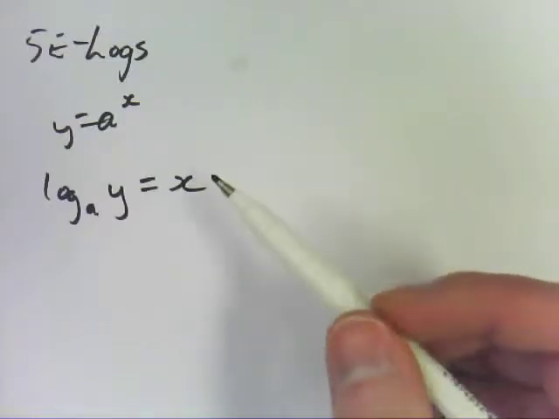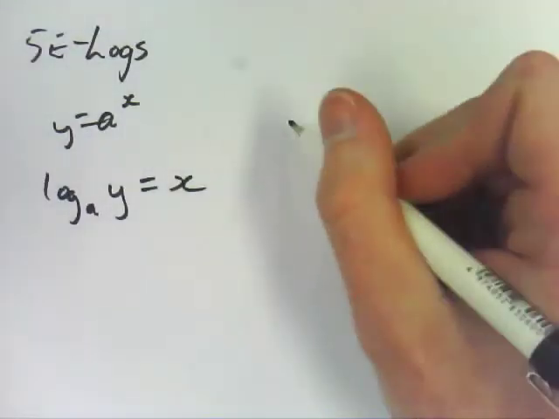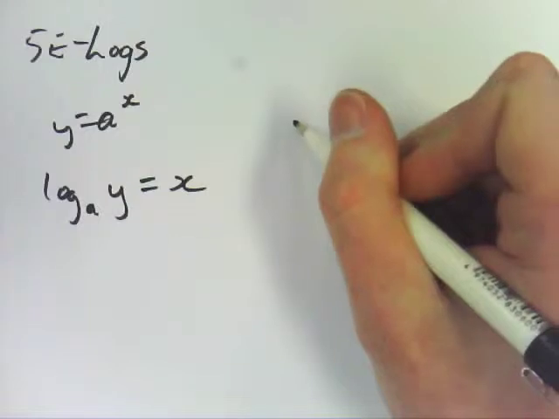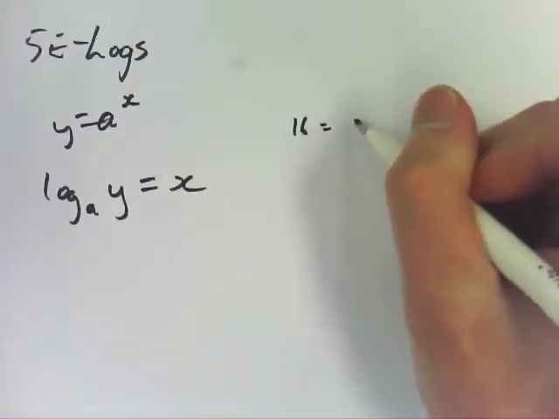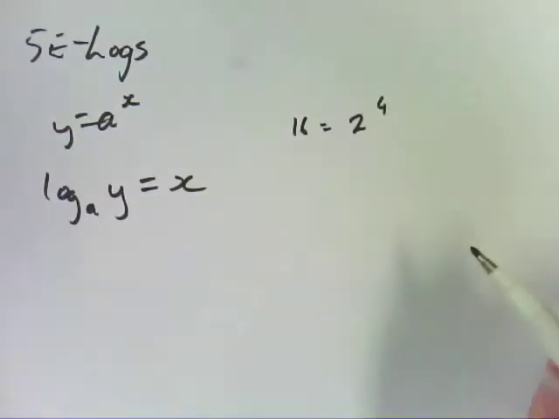If you actually do this with numbers, it will make sense. So if we had 16 equals, what's that, 2 to the 4? I think. Is that right? 2 times 2 times 2 times 2, 16? Yeah. So 16 equals 2 to the 4.